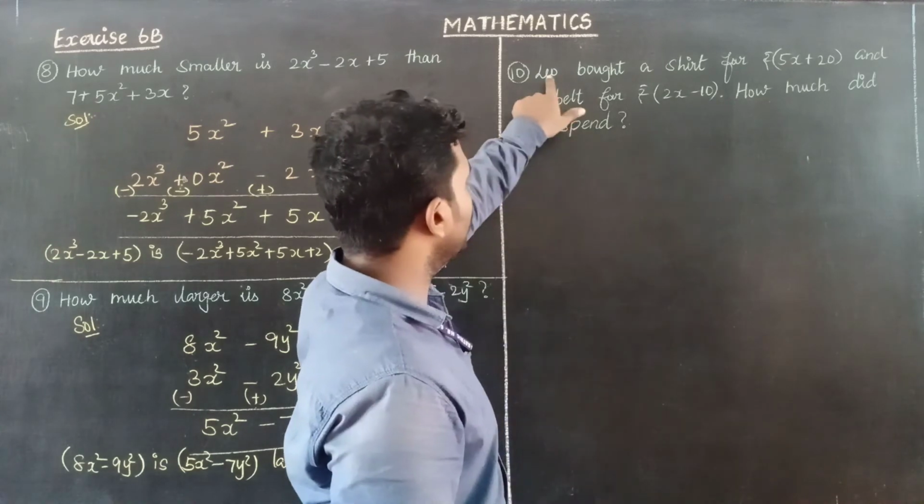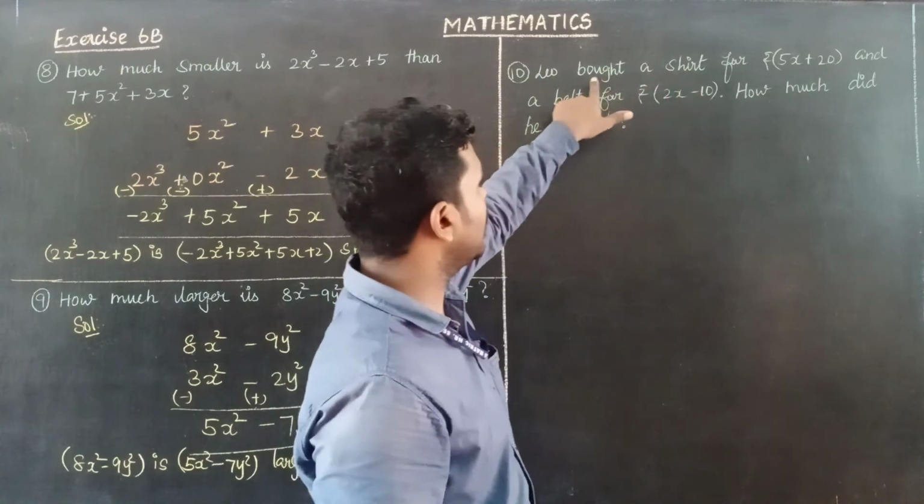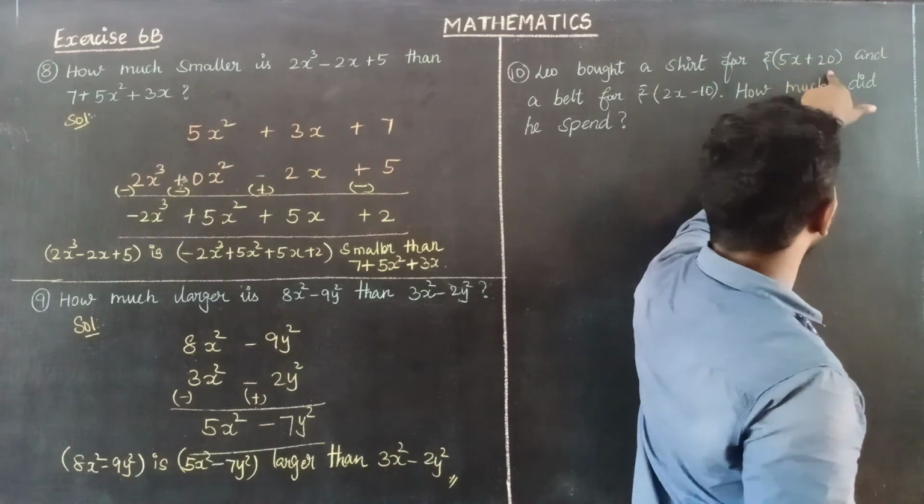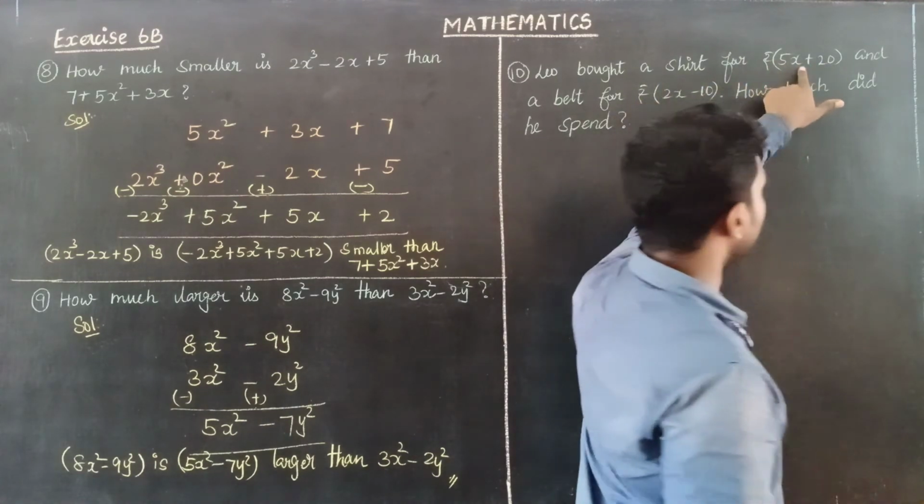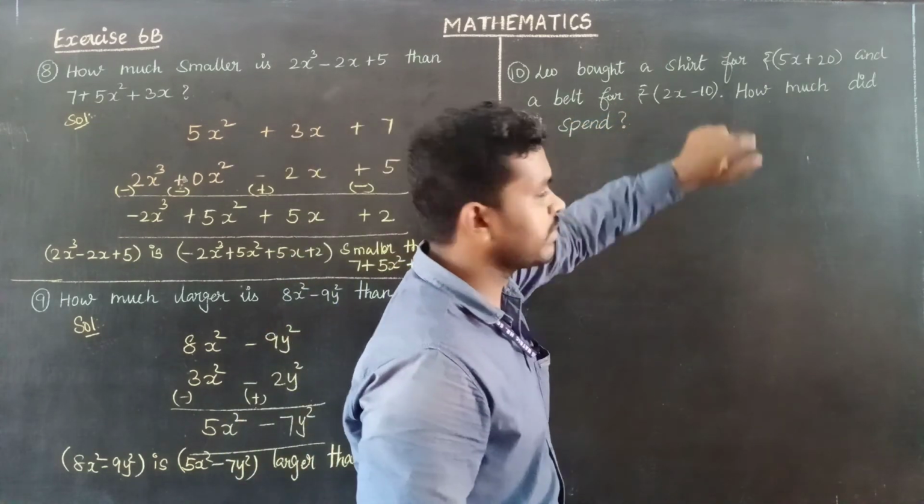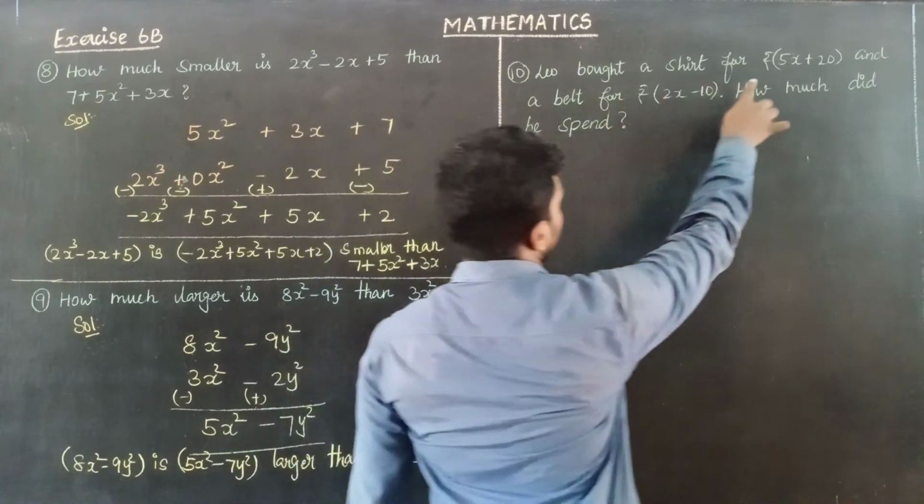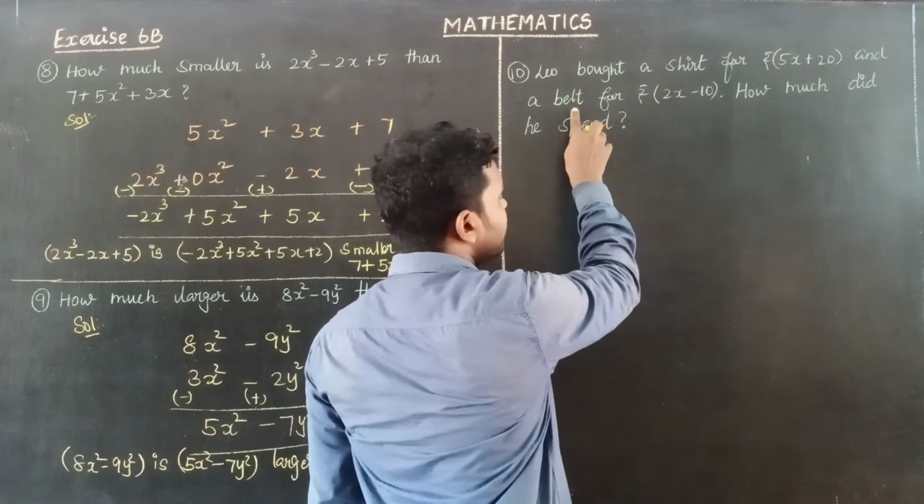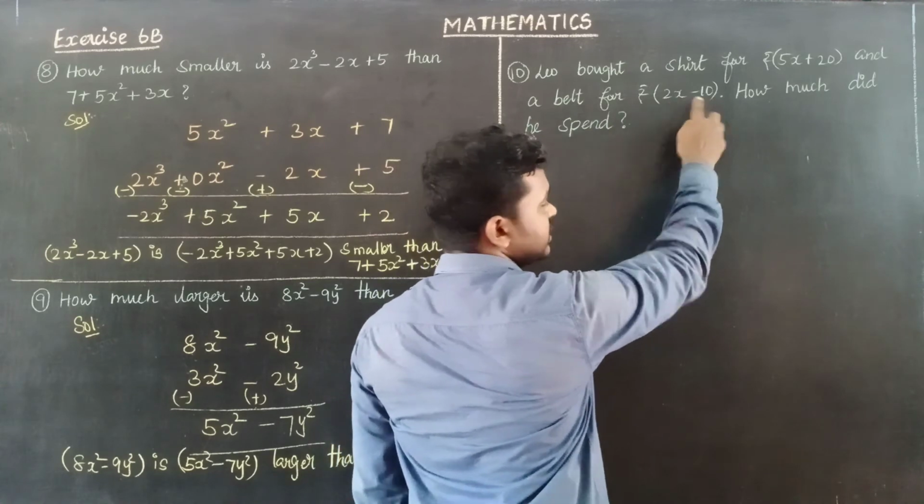So Leo bought a shirt for rupees 5x plus 20. The 5x plus 20 is the shirt's cost. And he bought a belt for rupees 2x minus 10. The belt's cost is 2x minus 10.